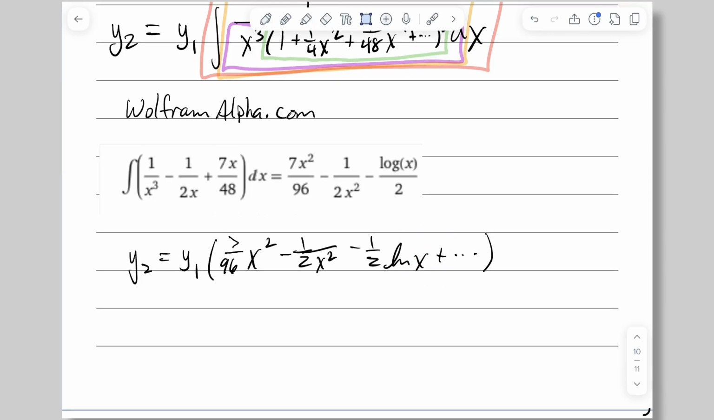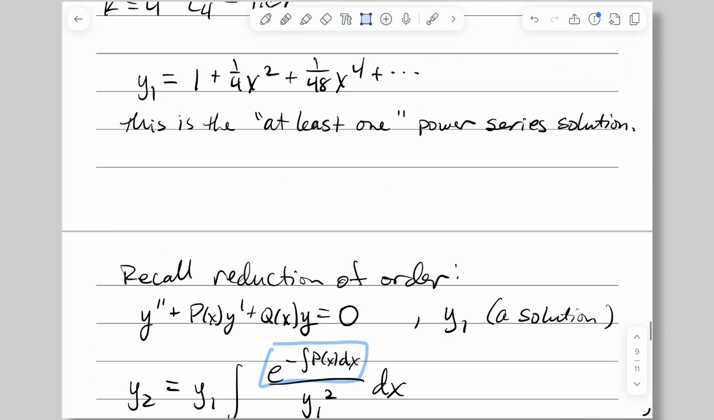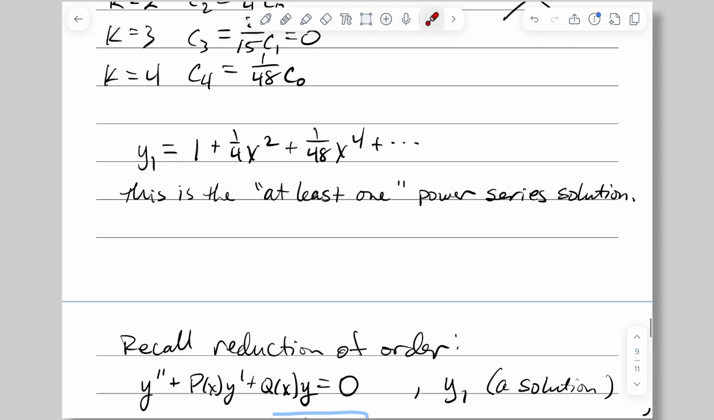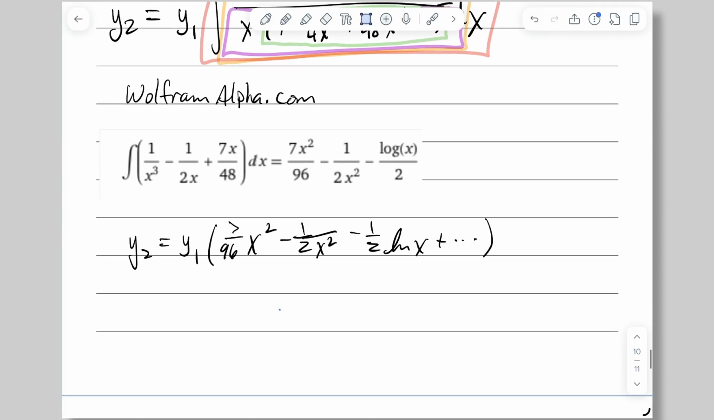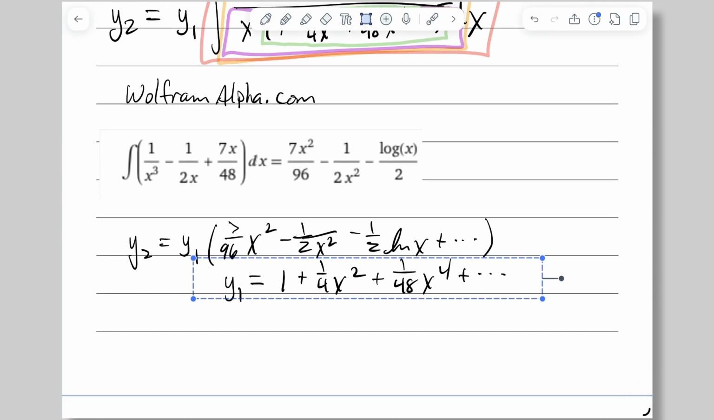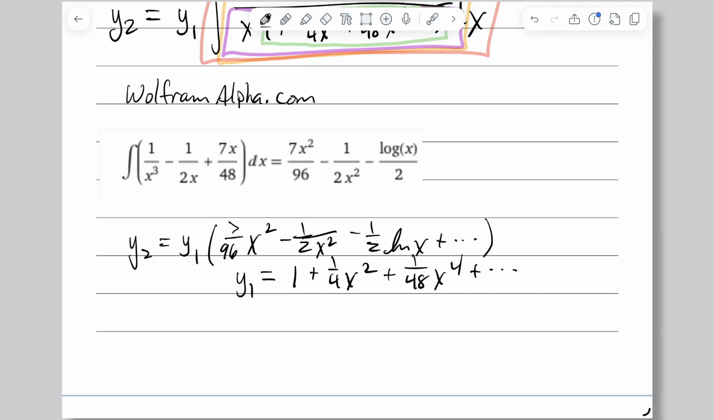Since the solution that we get using this process is fairly cumbersome, what I'm going to do is just remind us we wrote down what y1 is. It would be good form to go ahead and bring that down here. We have what y2 is, and it references y1. And then I'll just close this out by saying y, the general solution, is c1 y1 plus c2 y2.